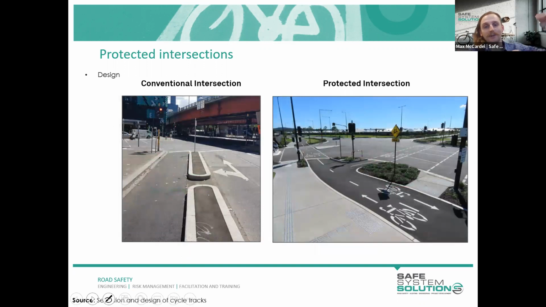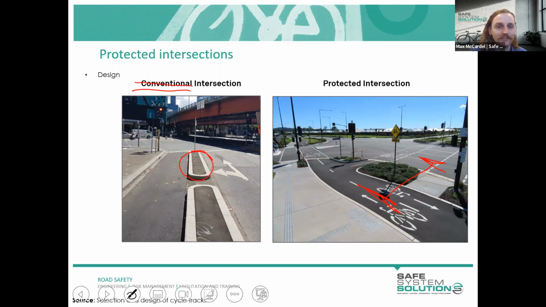Here's another example of conventional versus protected. If you're ever trying to simplify this kind of thinking, is there an offset between our traffic lane and where our bicycle lane is? So a separation that is wider than that. Once again, I wouldn't really call this one a conventional, because conventional wouldn't have any separation at all.